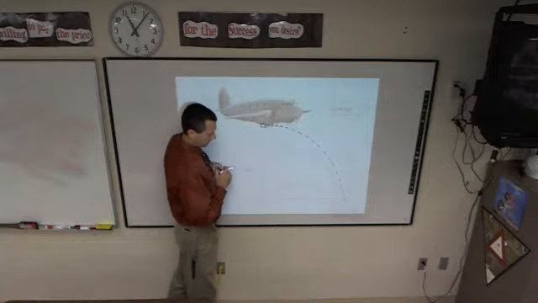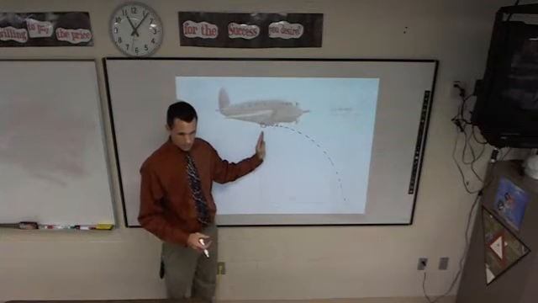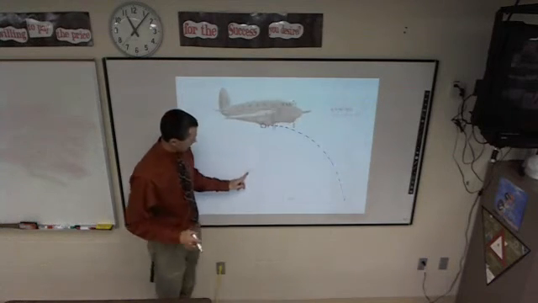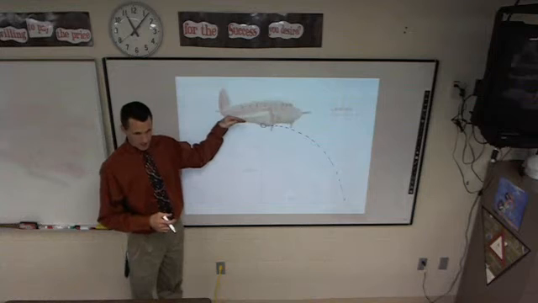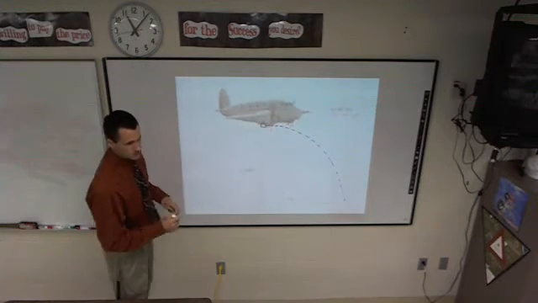And so what we want to solve for is this x of x. Where do we need to drop the package so that it hits in the spot that we want if we know two things? We know the x of y, or in other words the height up, and we know how fast the airplane is going. There are two formulas that you have to use.